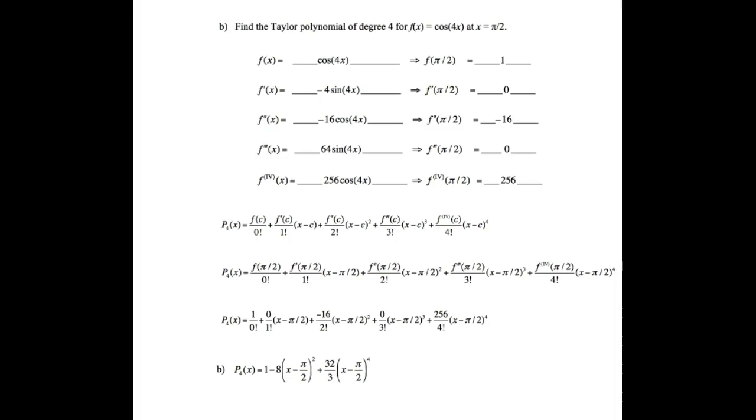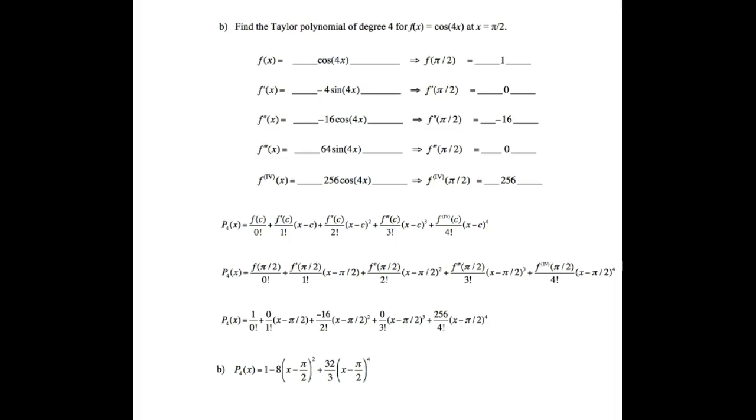And we use the polynomial and put in the values. And so we get p sub 4 of x is equal to f of pi over 2 over 0 factorial plus f prime at pi over 2 over 1 factorial, and etc. So simplifying that and putting the numbers, we would have 1 over 0 factorial plus 0 over 1 factorial x minus pi over 2, then plus negative 16 over 2 factorial x minus pi over 2 squared, plus 0 over 3 factorial x minus pi over 2 quantity cubed, plus 256 over 4 factorial x minus pi over 2 raised to the fourth power.